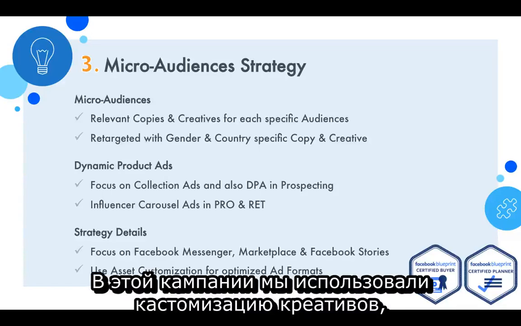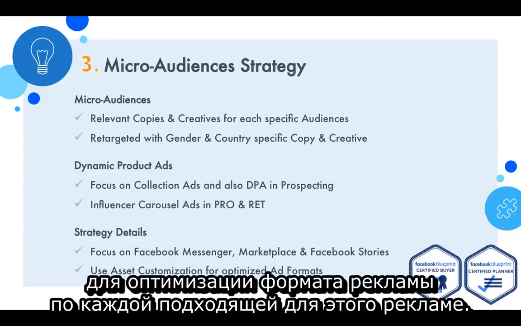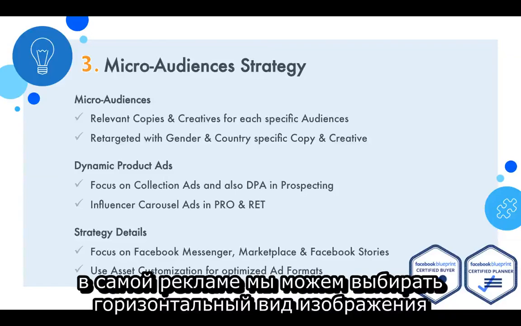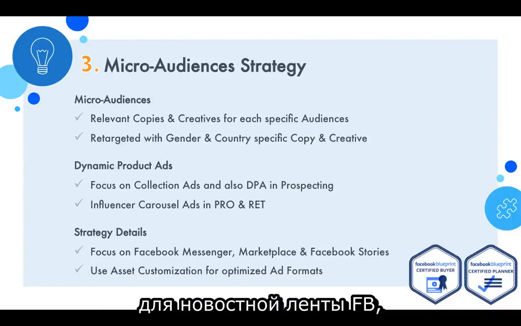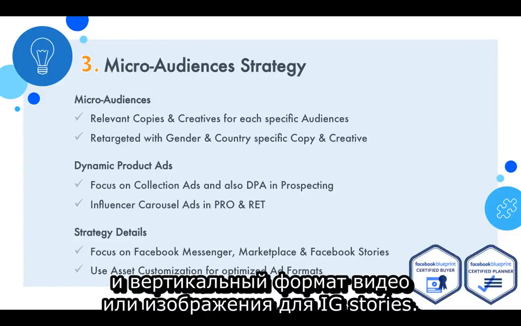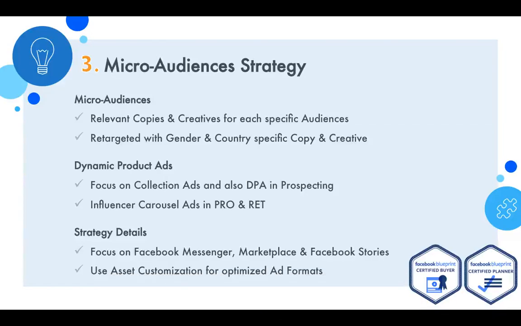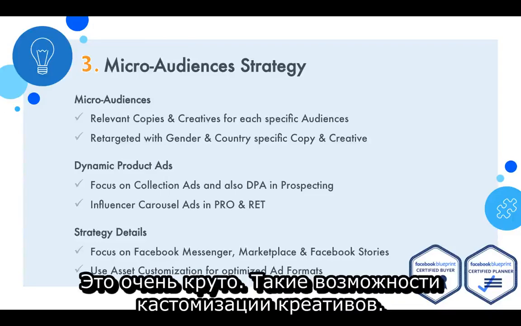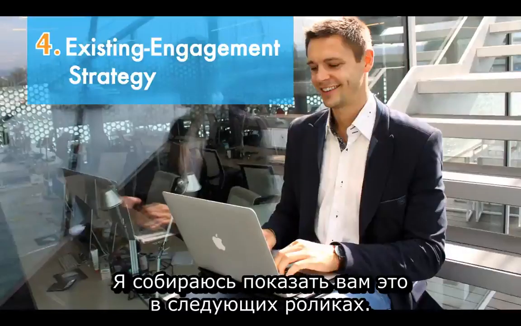And in this specific campaign, we also played around with asset customization to get optimized ad formats for each of the placements that were eligible for asset customization. So for example, within one ad set, within one ad, we were able to select a horizontal image for Facebook mobile newsfeed, and a vertical video or photo for Instagram stories, and then a one-on-one photo or video in Instagram feeds, and all of this within the same ad. So that was very cool, and that's possible with asset customization. I'm also going to show you that in a later video.